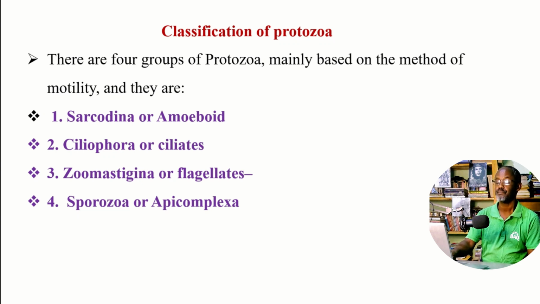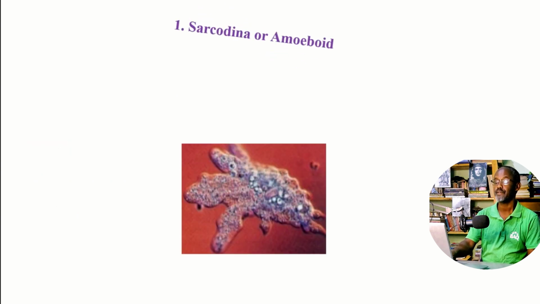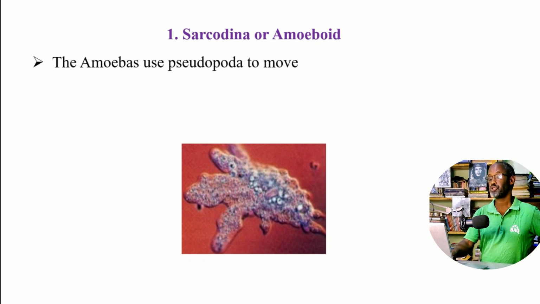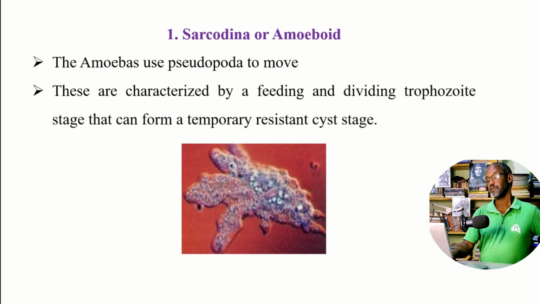These are the four. And the first, let's go, Sarcodina or amoeboids. The amoebas use pseudopodia to move, of course. You can see they are extending their cell membrane in order to move in liquid medium or fluid medium. These are characterized by a feeding and dividing trophozoite stage that can form a temporary resistant cyst stage. Of course, we have seen this. Do amoebas have cyst stages?